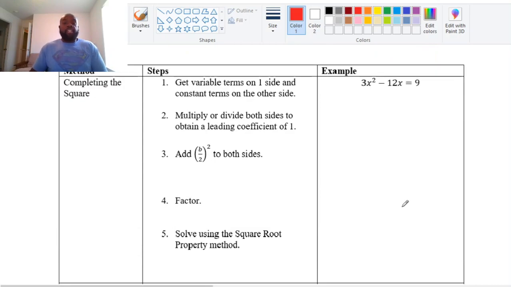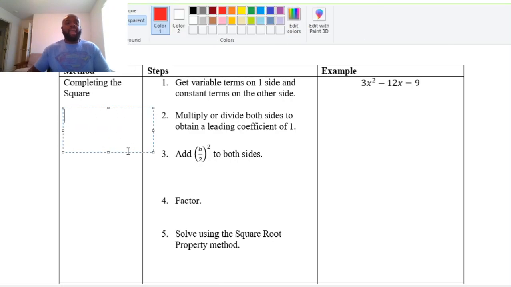The next method is called completing the square. Before we get into completing the square, I want to review something with you. And this thing that I want to review is called a perfect square trinomial. All right. Perfect square trinomials, right?